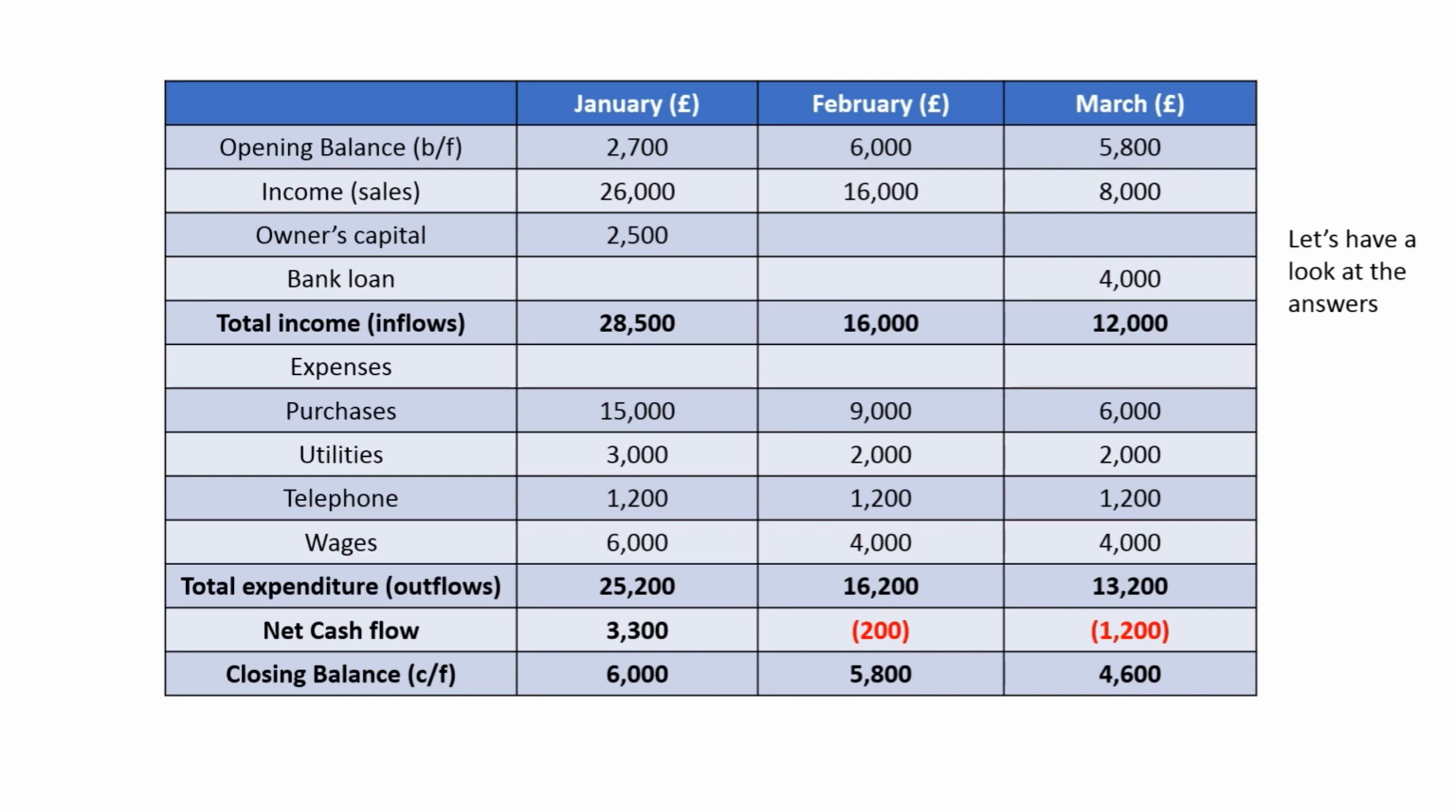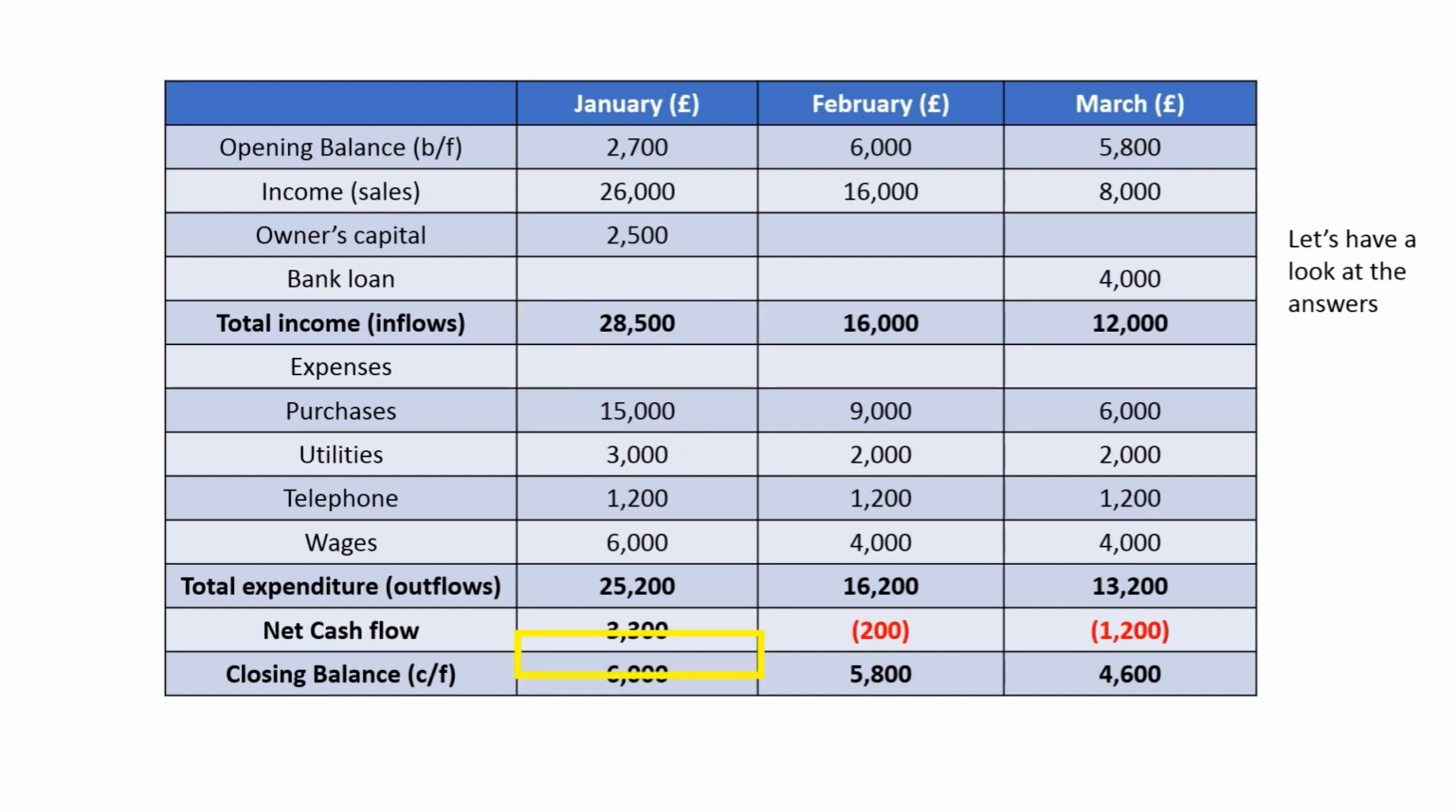We know from Sebastian's figures that he had £2,700 in the bank from December. So that now becomes our opening balance. We've brought it forward from December into our opening balance for January of 2,700. We then look at our total income, which is 28,500. We get to that figure by adding our £26,000 of income to our owner's capital of 2,500.